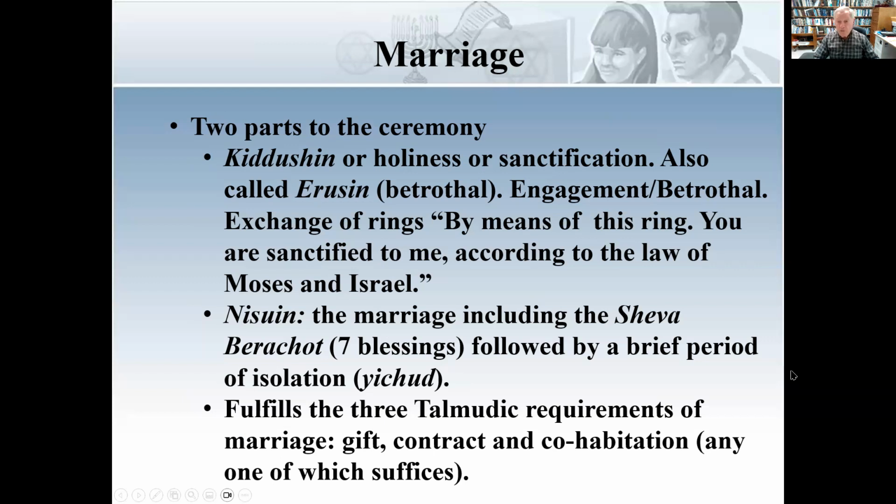The marriage itself is effected by 7 wedding blessings called the Sheva Brachot. And this then is followed by a brief period in which they are alone together with each other. More on that in a little bit. And so this fulfills the requirements specified in the Talmud: a gift, a contract, which we'll see in a moment is called a Ketubah, and cohabitation.